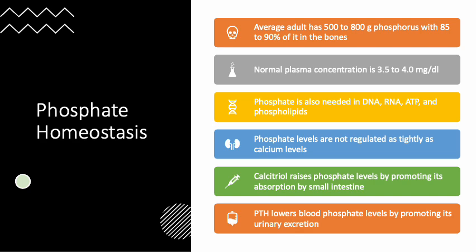And PTH lowers blood phosphate levels by promoting its urinary excretion. So when parathyroid hormone is released and it causes the reuptake of calcium in the kidneys, it actually causes excreting of phosphorus from the kidneys. So that has an effect both ways, one on calcium and one on phosphorus, but in opposite mechanisms. Like they go the opposite direction. One is absorbed more and one is peed out more.